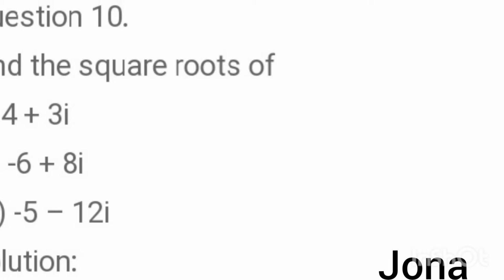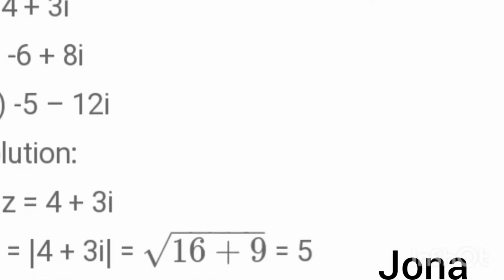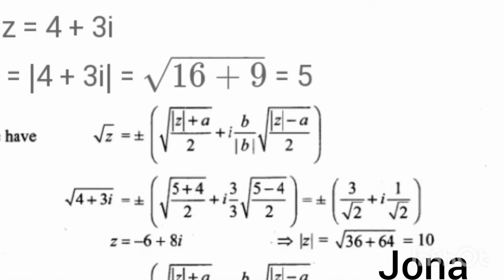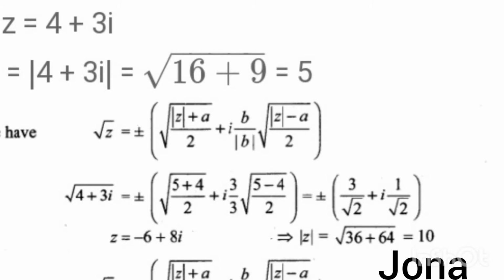Question number 10. Find the square roots of 4 plus 3i. So let me see the first division, the 4 plus 3i. Here, let me take this as z, that is z equal to 4 plus 3i. The first thing we want to find is the modulus value, that is modulus of z equal to modulus of 4 plus 3i.